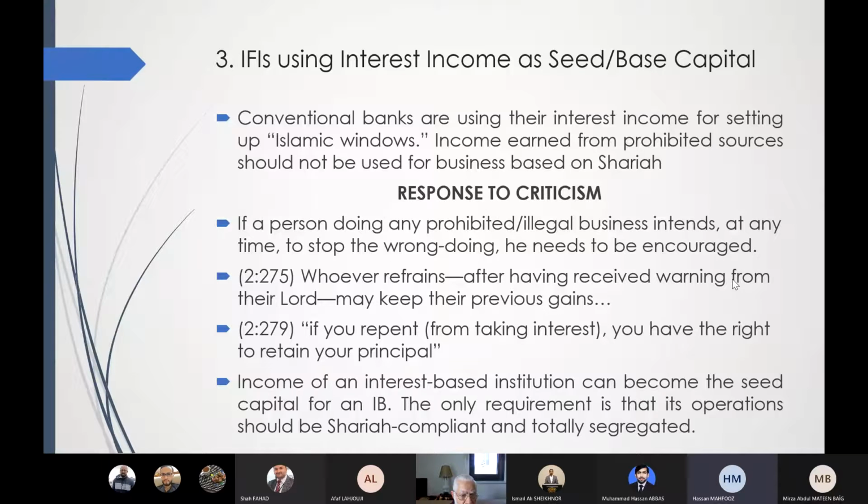So the next is the idea of the Islamic windows. There is a criticism that conventional banks are using their interest-based income. Okay, interest income. That's okay, that's another issue.